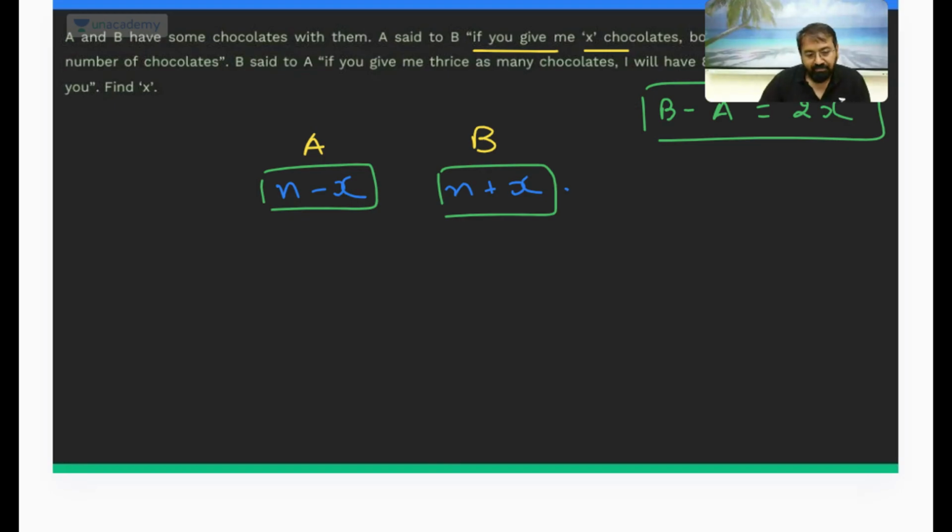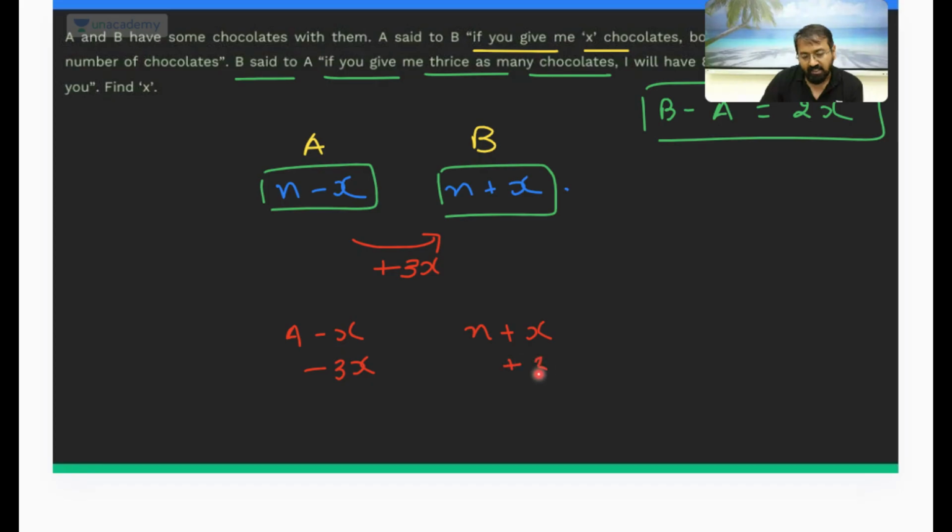Now it says that B said to A, if you give me thrice as many chocolates, I'll have 80 more chocolates than you. So guys, if A gives B 3x chocolates, what will happen? Can I say the number of chocolates of A will reduce by 3x and the number of chocolates with B will increase by 3x? Do you all agree? And this difference will then be 80 more chocolates. So B will have 80 more chocolates than A.